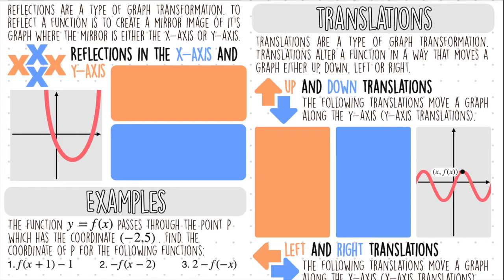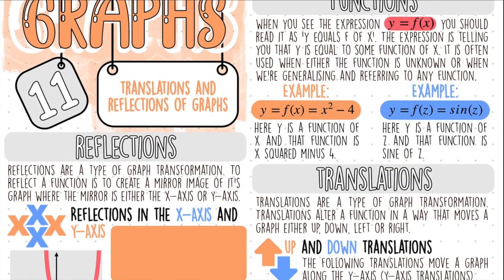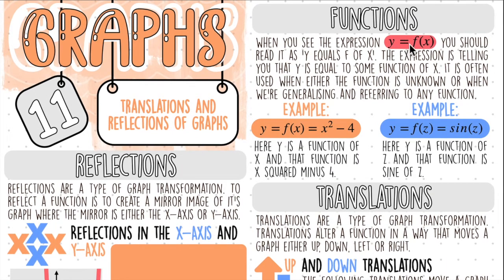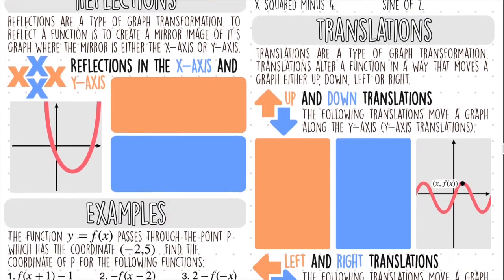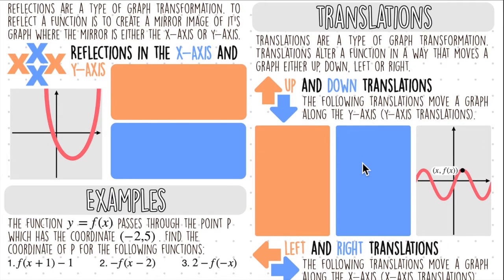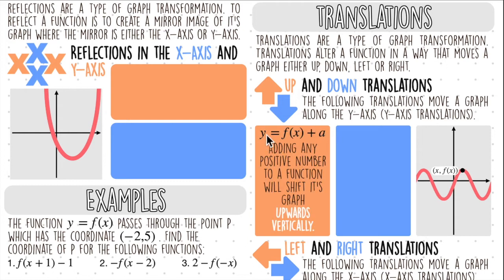So if you had a function y equals f of x, right, this guy here, then if you want to move this function's graph upwards, i.e. in the positive y direction, then what you have to do is you have to add some positive number, let's call this positive number a, to your function. And this is what I mean. Y is equal to f of x plus a. Adding any positive number to a function will shift its graph upwards vertically.